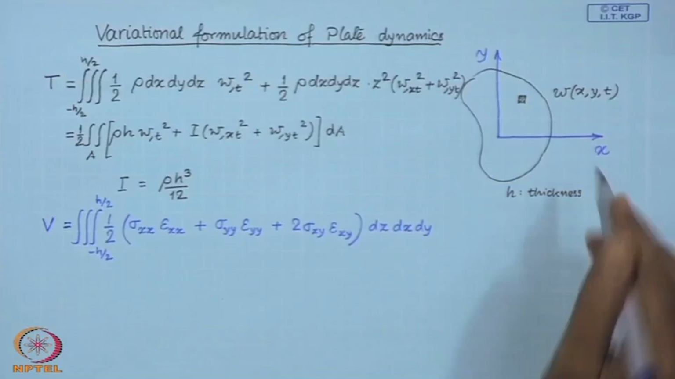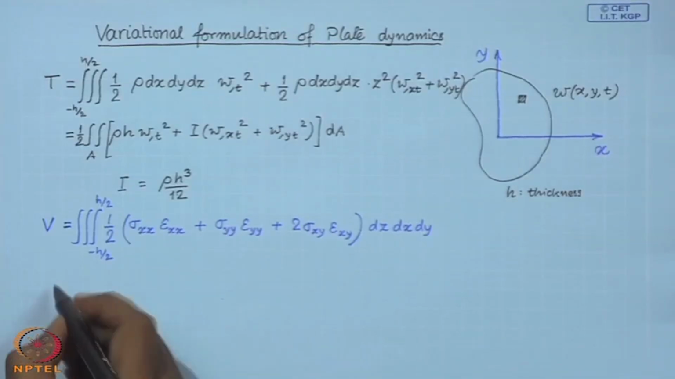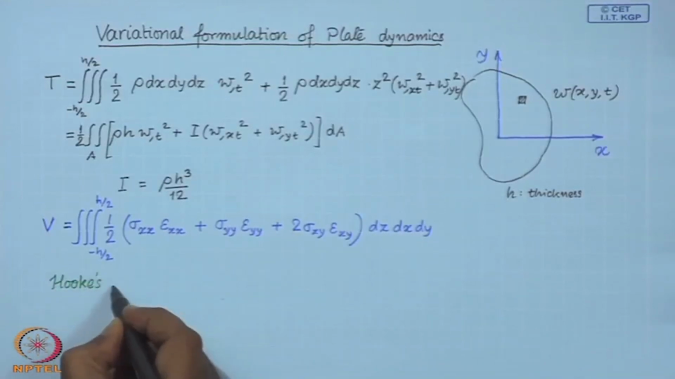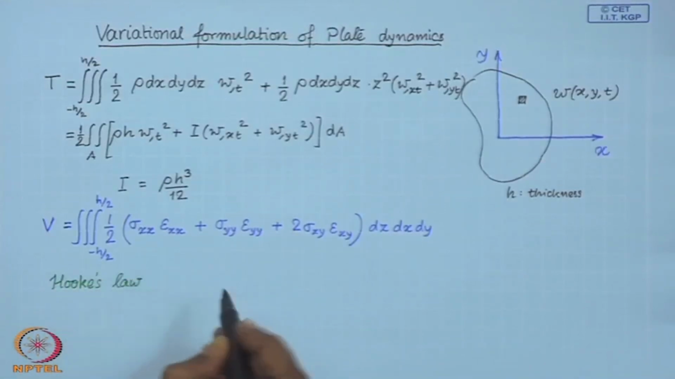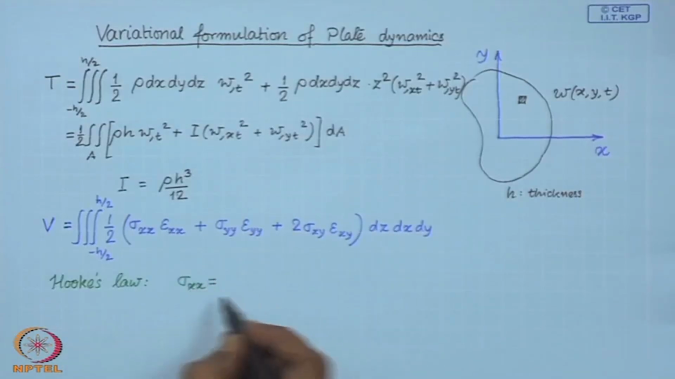Now, here I have to finally obtain these expressions in terms of the displacement field variable, which is w. To do that, we first write down the constitutive relation, which is Hooke's law. From Hooke's law, we can write, we have seen this before.